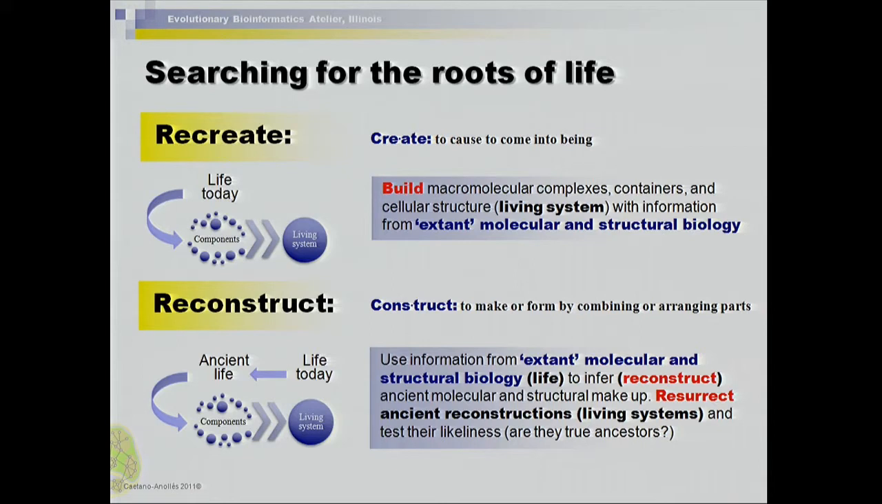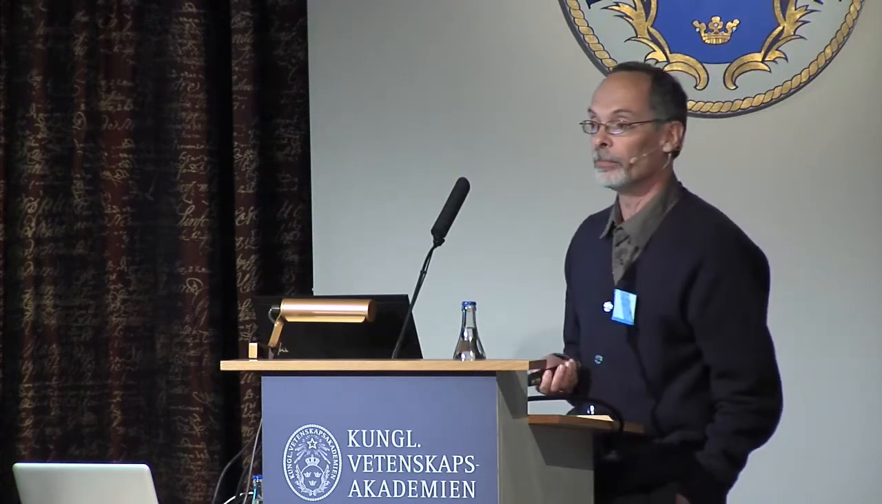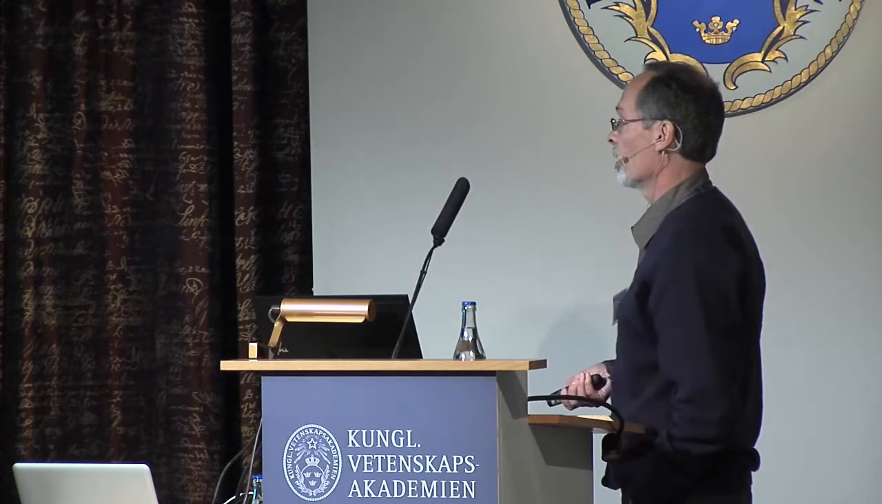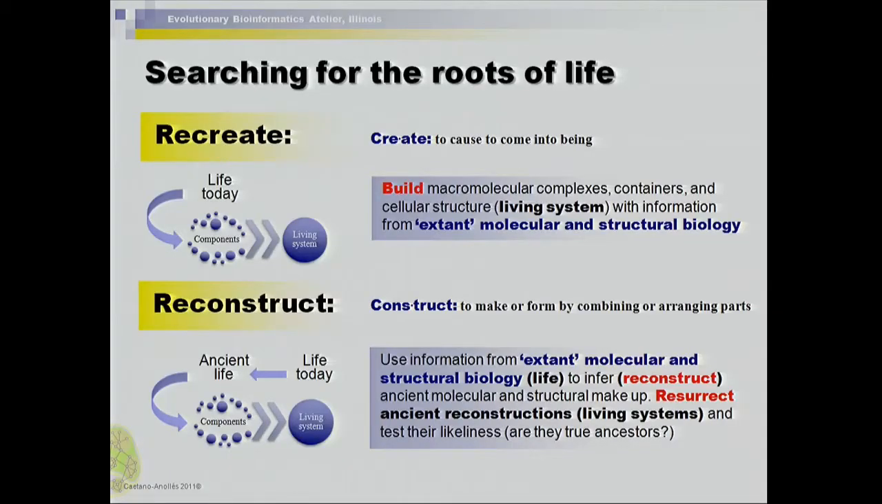However, an alternative approach, the one that we've focused on, has been to reconstruct systems. That means to utilize information from extant organisms to generate, reconstruct, or replay what ancient life would look like, with the hope that we could then apply this to build components in the living system. This is what is called resurrecting ancient reconstructions. You can actually resurrect artificial entities that are supposed to be ancestors.